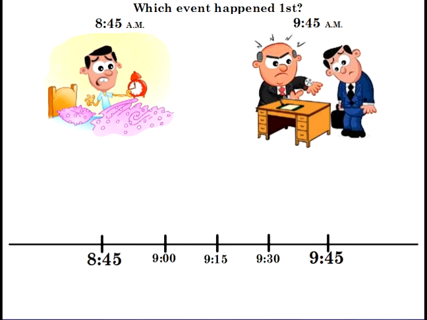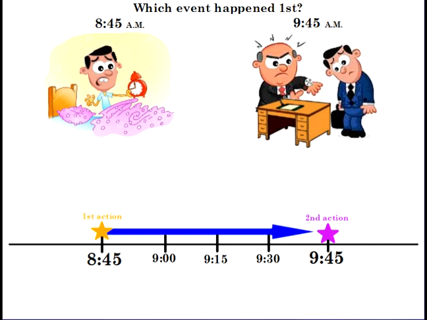So let's look at this on a time scale, okay? So like we said, at 8:45, the first thing happened. The first action happened. He woke up late. And then later at 9:45, the second action happened, right? He arrived to work. So if we notice, there's a distinct amount of time between the first action and the second action, right?